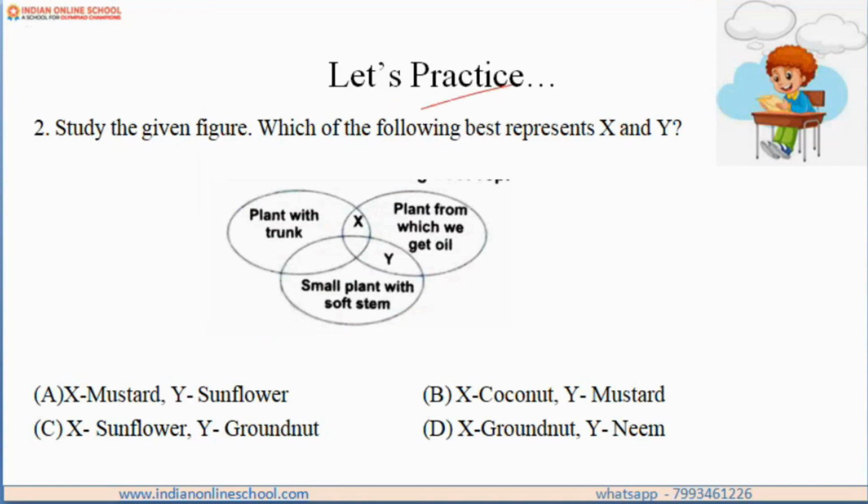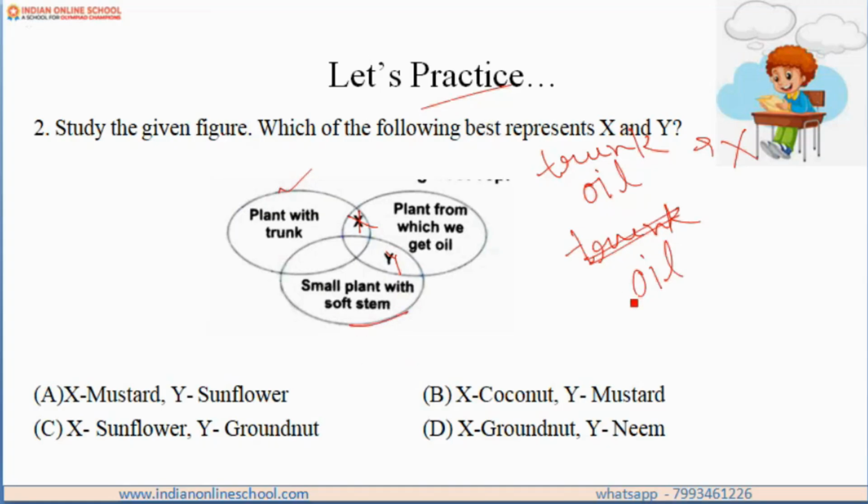The next question for you. Study the given figure. Which of the following best represents X and Y? So let's see. For X, there are two statements: plants with trunk and plants from which we get oil. This is X. And for Y, we get oil and small plant with soft stem. It has soft stem.